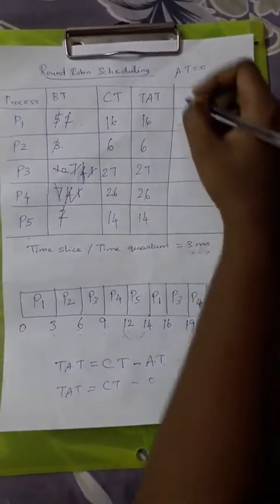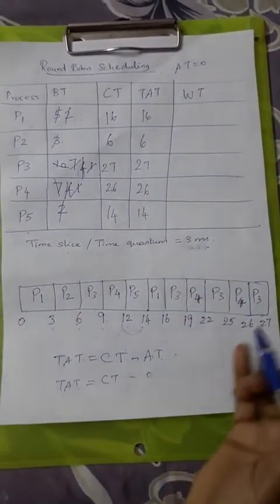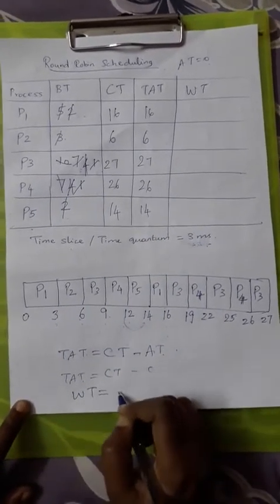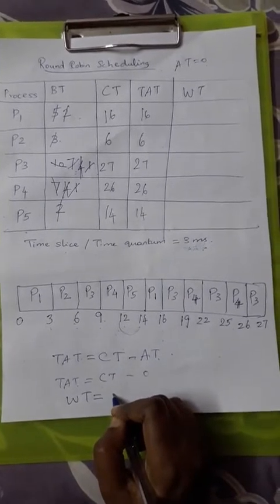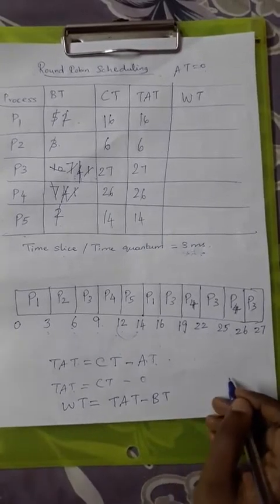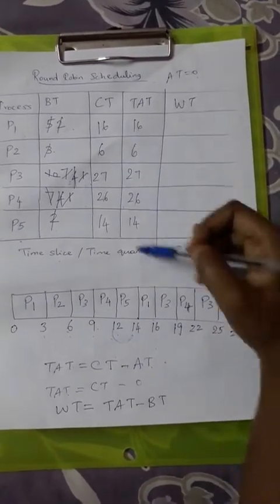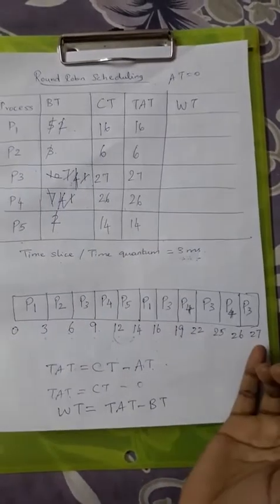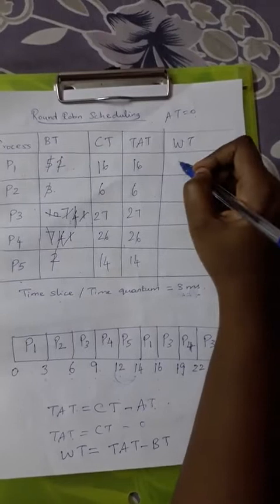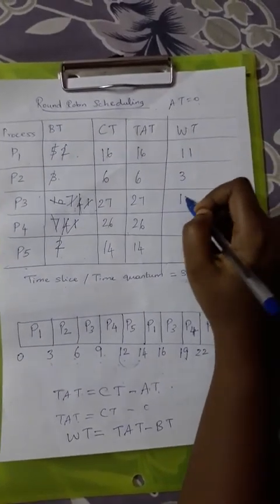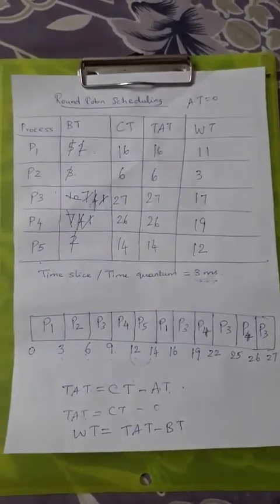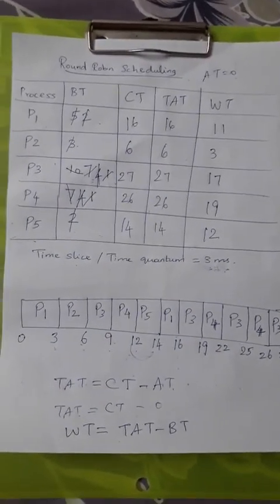Next, to calculate the waiting time, we can use the formula: waiting time is equal to turnaround time minus burst time. Here we have the turnaround time. By subtracting the burst time, we can compute the waiting time for all of these. I am simply subtracting and writing all those values here. This is how we calculate all the values for the round robin scheduling algorithm.